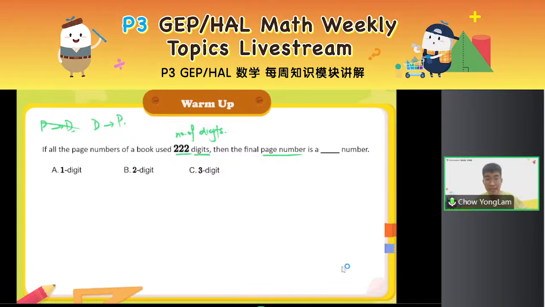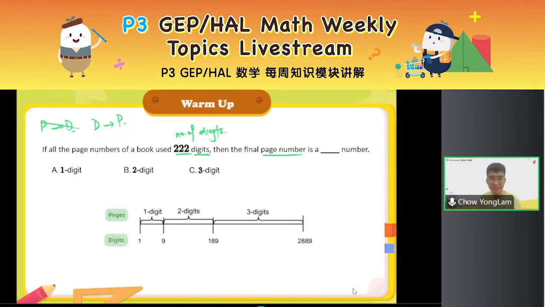So let's figure out how to do that. You need to remind yourself of the progress bar just now and all the checkpoints. Remember, 1-digit numbers use 9 digits, 2-digit numbers, 189, 3-digit numbers, 2889. So how do I find out the final page number? Let's just imagine Teacher Yonglam is running on the YouTube progress bar, starting from the left, and he needs to run until he reaches 222 digits. Did Teacher Yonglam finish the 1-digit bar?